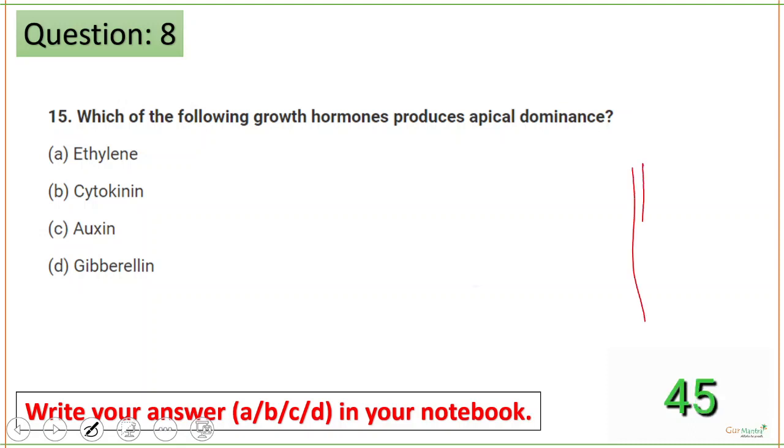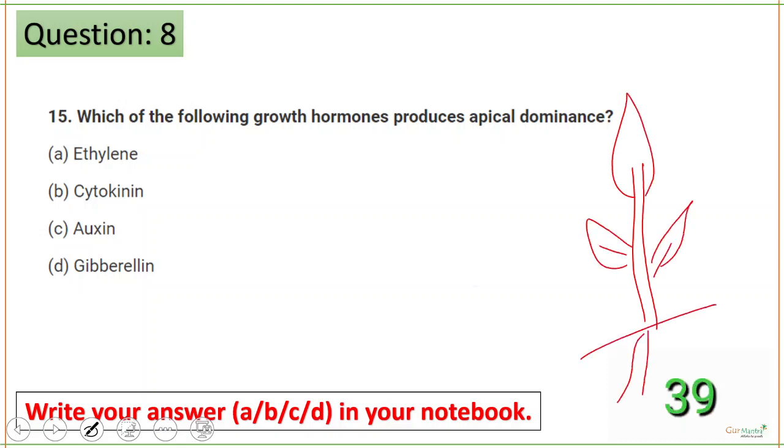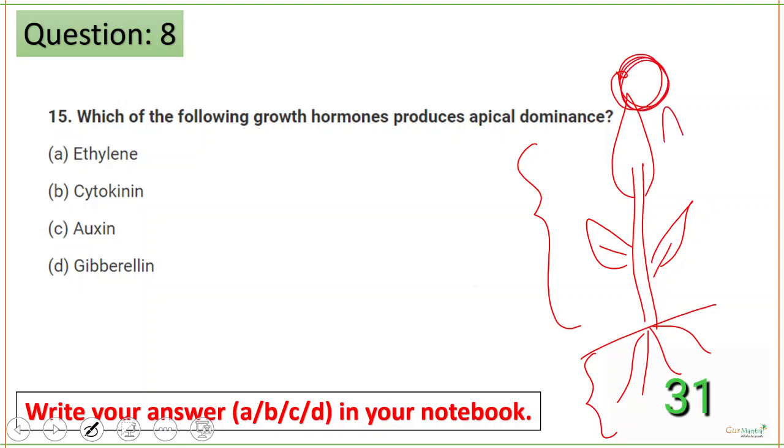Apex. So what is apical? This is your plant, and these are the different regions. This is the shoot region, and this is the root region, and this region is called the apex or apical region. For the growth of the apical region, which hormone is important?